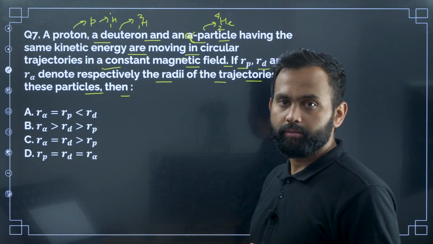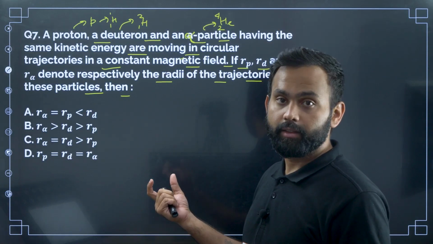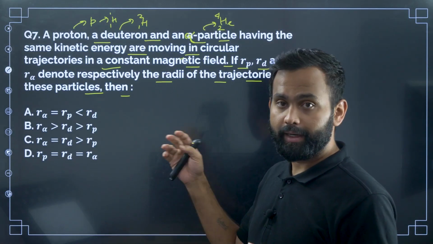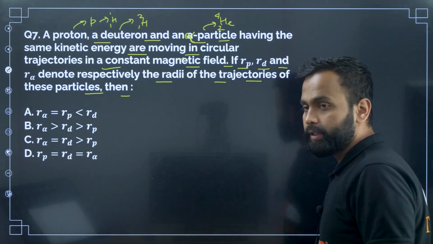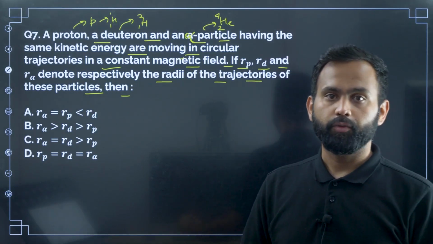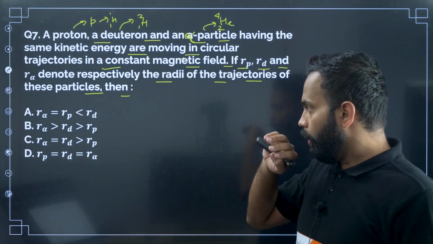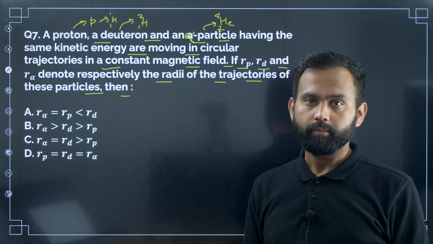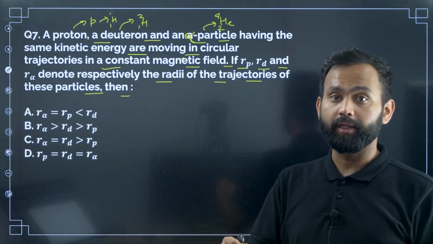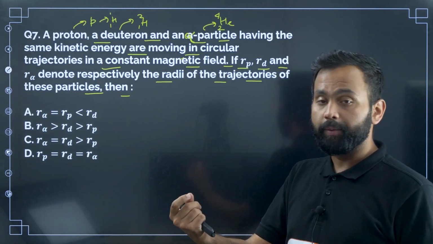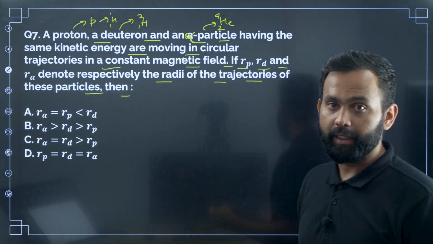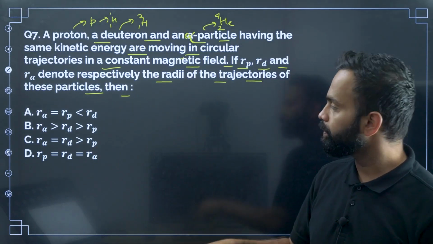Let us compare the radii of curvature of R alpha and RP. We know that when a charged particle enters a uniform magnetic field, it takes a circular path. The motion of the particle must be perpendicular to the magnetic field. Then only it takes a circular path.